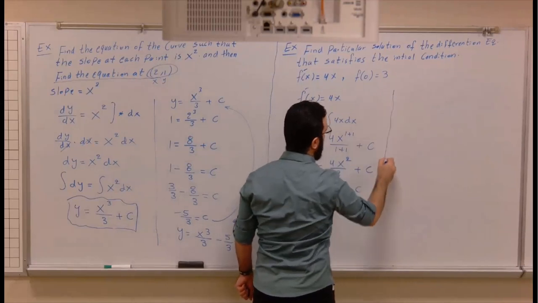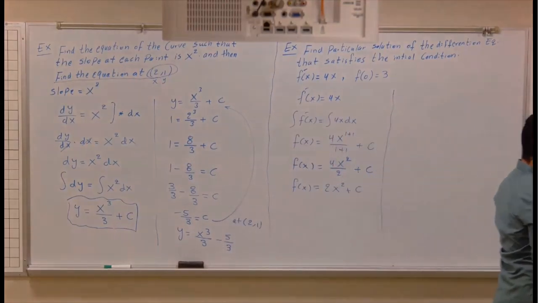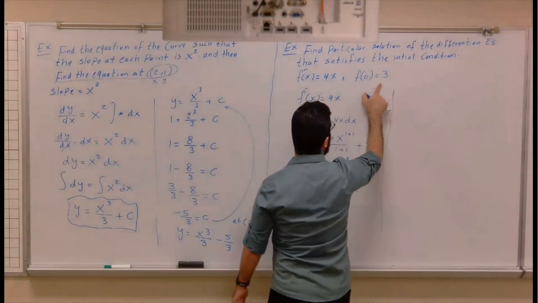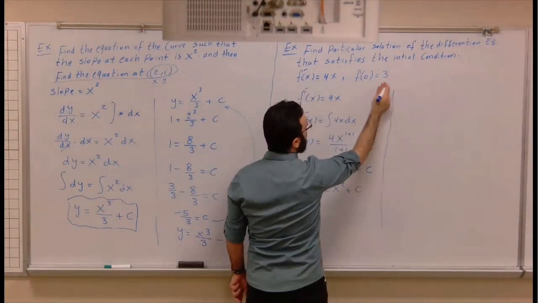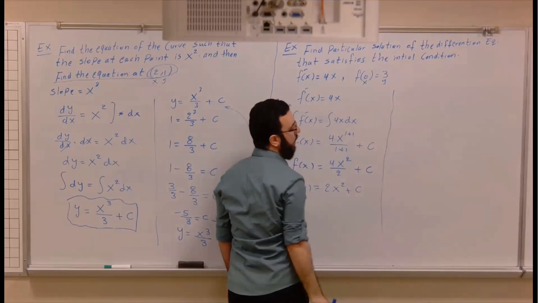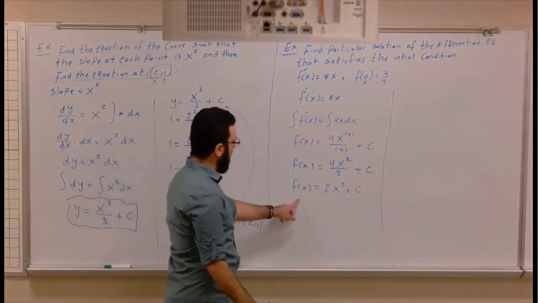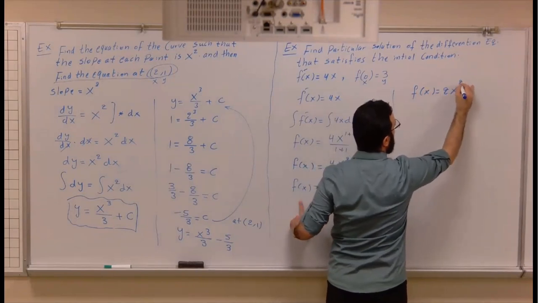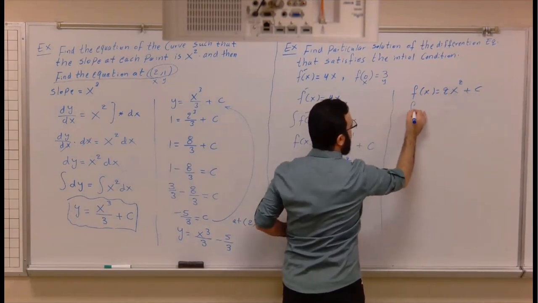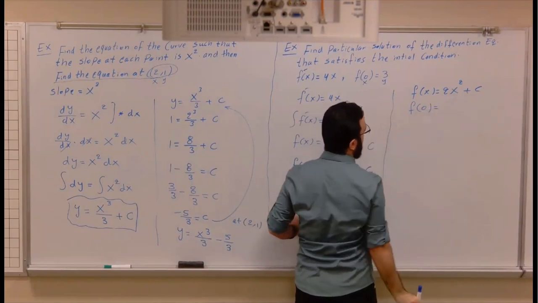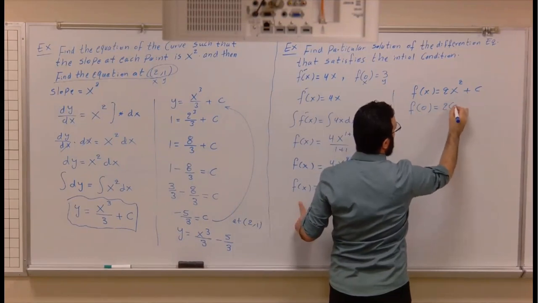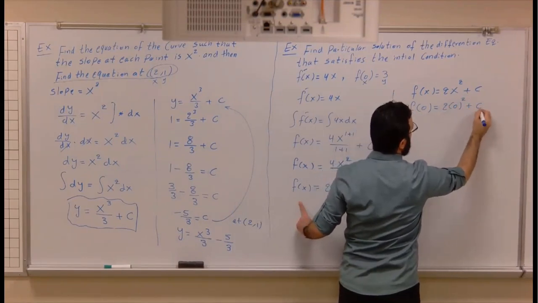So we're done with the first step. In the second step, we need to find the particular solution, so I'm going to plug in our initial condition. f of x equals y, so this is x and here is y. Here is my general solution, 2x squared plus c. Now f of 0 equals 3: with x equals 0, that means 2 times 0 squared plus c.